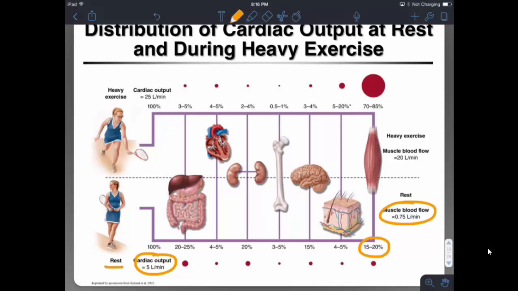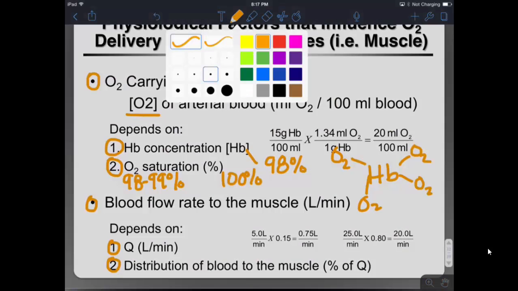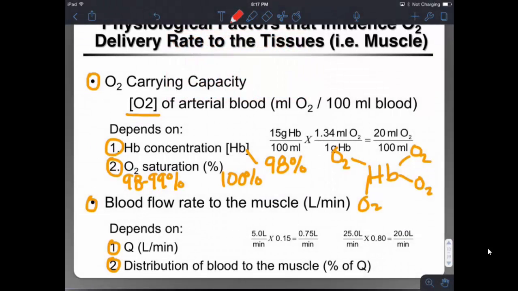minute. During exercise, we get an increase in cardiac output, so we get more total blood flow out to the system. We also get a greater distribution of that blood flow to the muscle during exercise, and together that results in a significant increase in muscle blood flow during exercise. So oxygen carrying capacity during exercise doesn't change. It's always pretty much maximal.